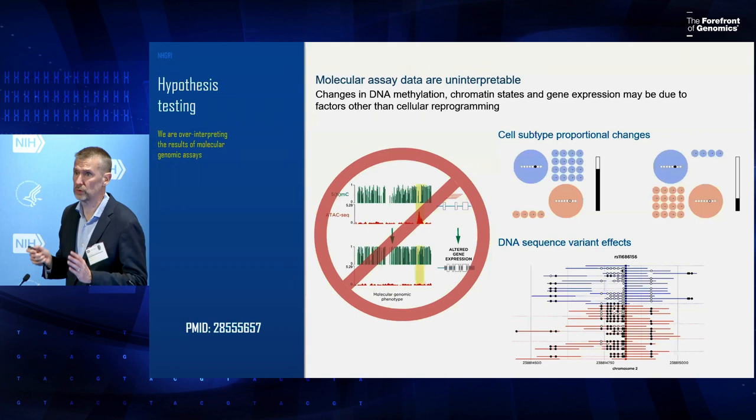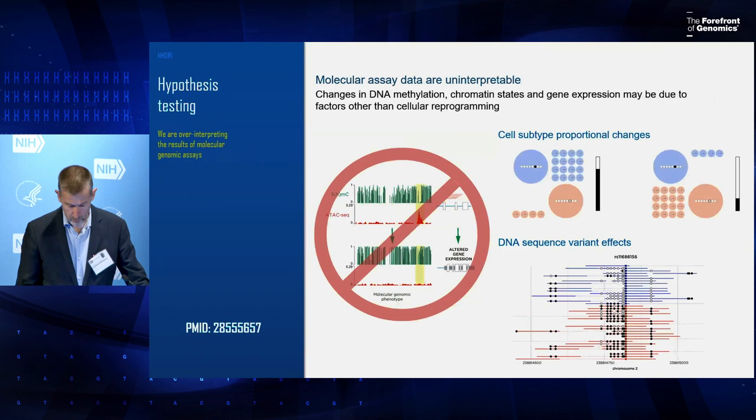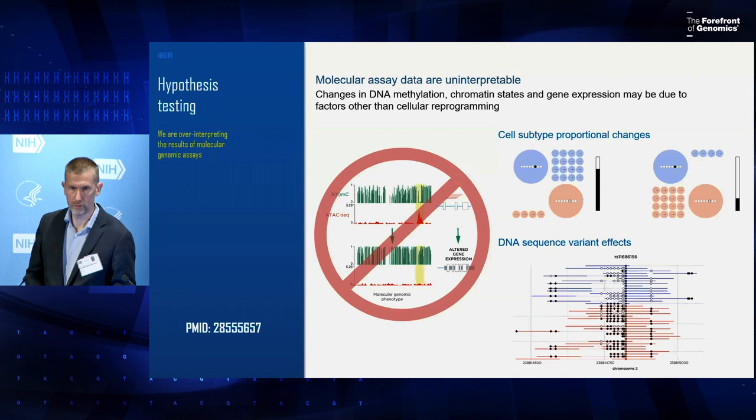The other thing is that you could have DNA sequence variant effects. Sorry, let me just go back. On one allele here, we've got a SNP, which is shown in blue, another in red, and everything nearby is unmethylated. On the other allele, it's methylated. The DNA sequence polymorphism effect is nothing to do with cellular reprogramming. It's just the genotypes driving these changes.